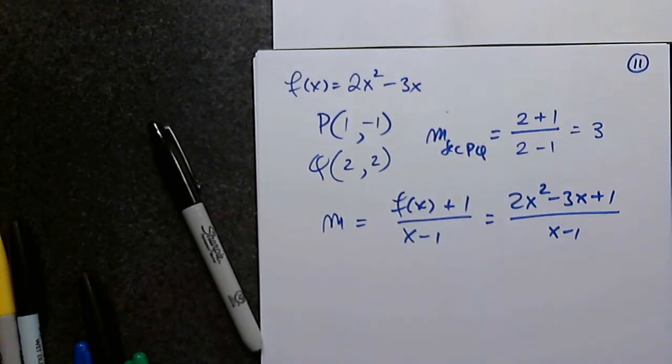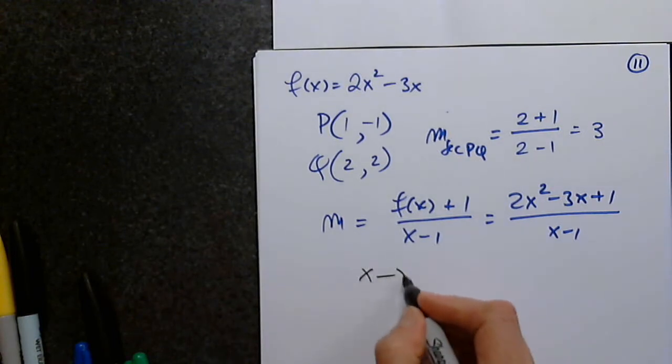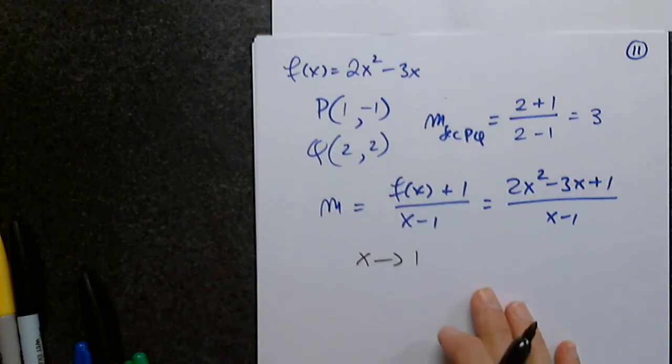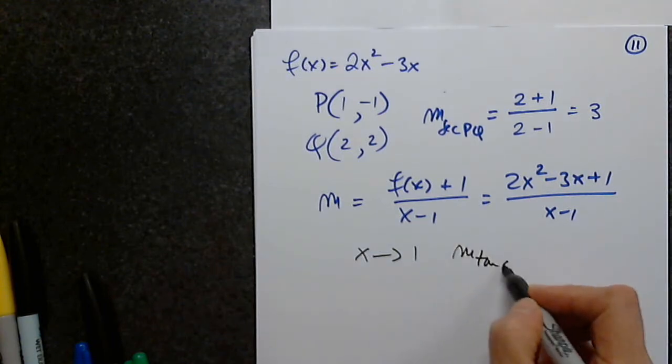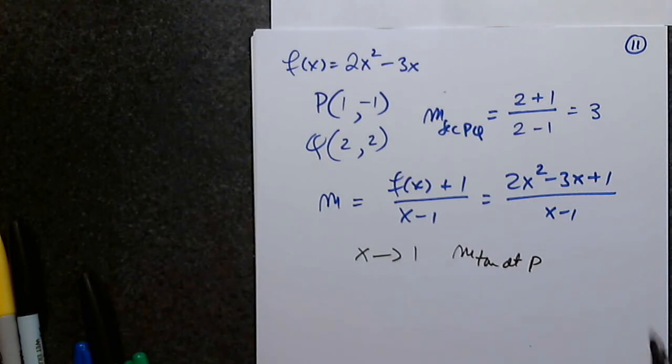Sorry about that. So what do you get? As x approaches 1 from either side, what do you get as the slope of the tangent line at 1? Or at P, in other words. What do we get?